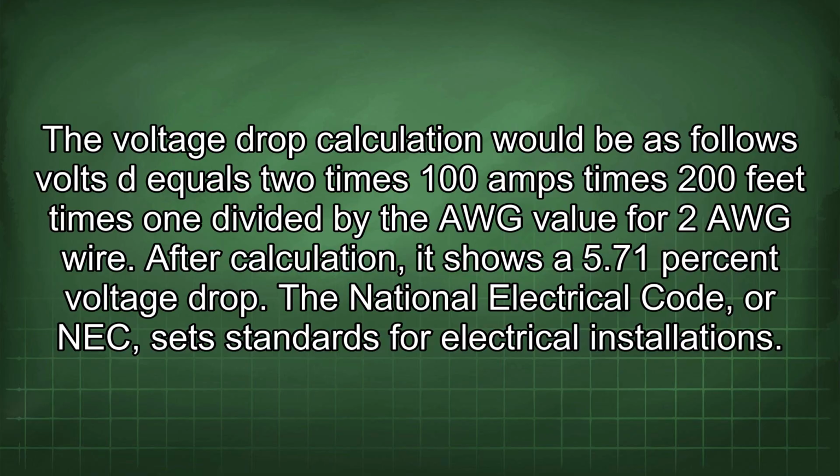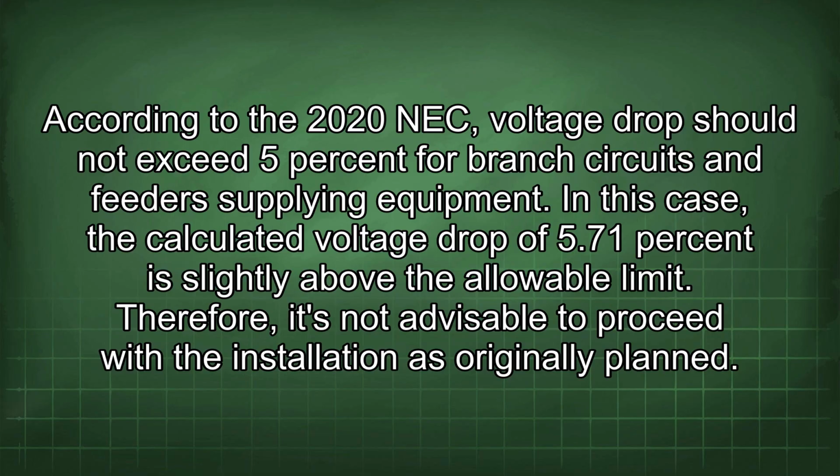The National Electrical Code, or NEC, sets standards for electrical installations. According to the 2020 NEC, voltage drop should not exceed 5% for branch circuits and feeders supplying equipment. In this case, the calculated voltage drop of 5.71% is slightly above the allowable limit. Therefore, it's not advisable to proceed with the installation as originally planned.